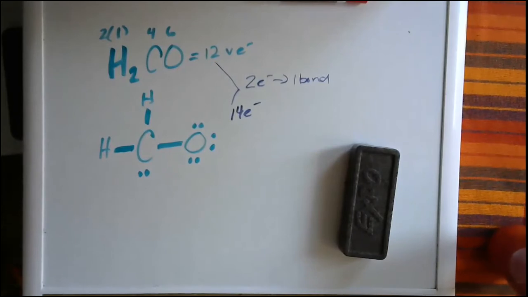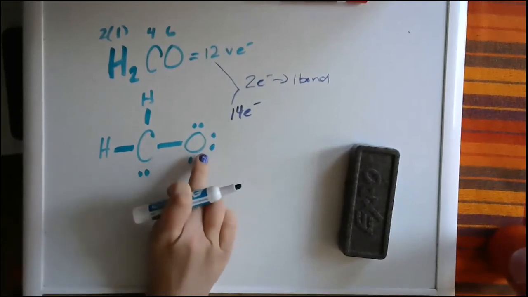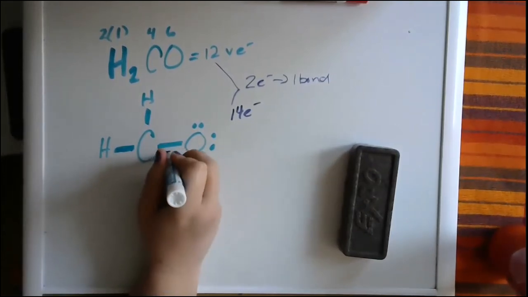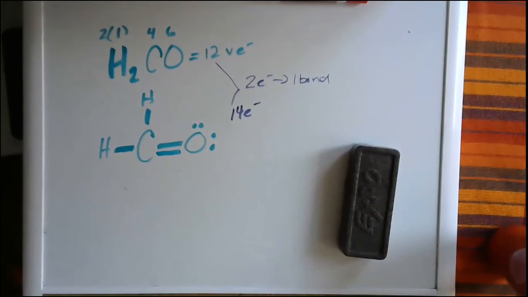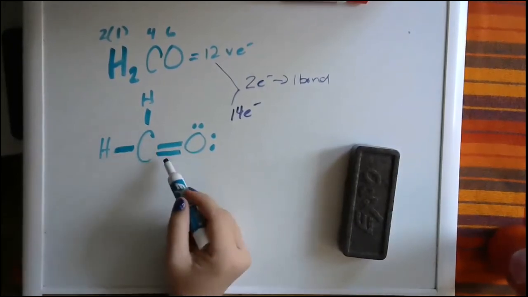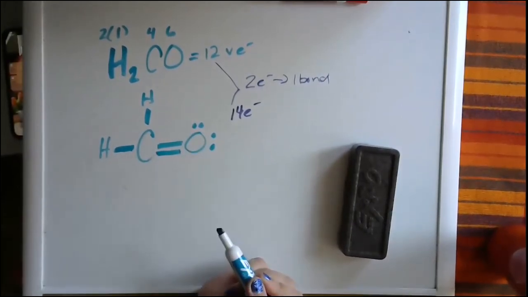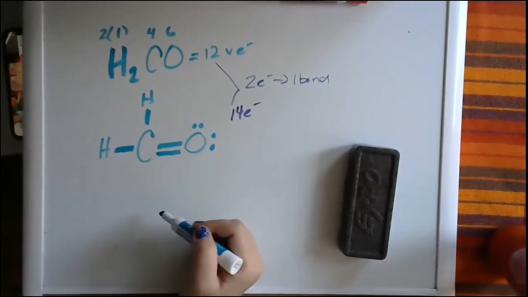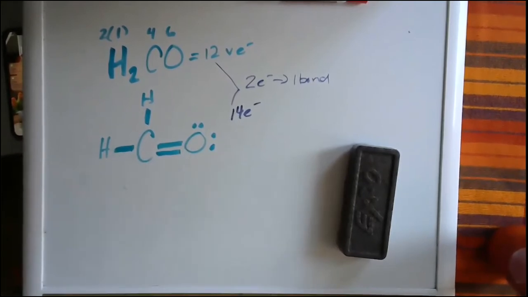Okay, so I will remove a pair of electrons from this oxygen and one from the carbon, and I will draw another bond between them instead. Now I have 2, 4, 6, 8, 10, 12 electrons. I have 2, 4, 6, 8 electrons around my oxygen, and I have 8 electrons around my carbon. That's a good structure.